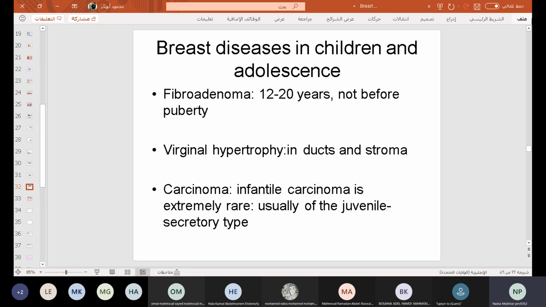Breast disease in children is a very rare occurrence. I don't usually mention it, but just for your knowledge, fibroadenomas usually occur from 12 to 20 years, not before puberty. As we said, fibroadenoma is for young adults, juveniles maybe, but below 12 it's very rare. Sometimes there is what we call virginal hypertrophy in ducts and stroma around the age of puberty. But carcinoma in children is extremely rare, and we should not even mention it.